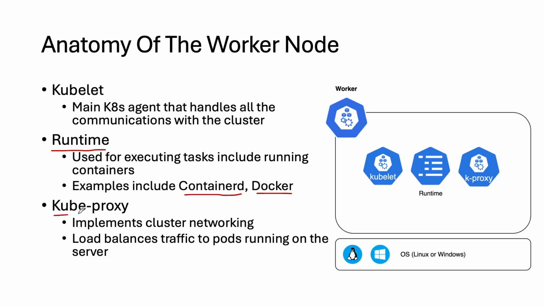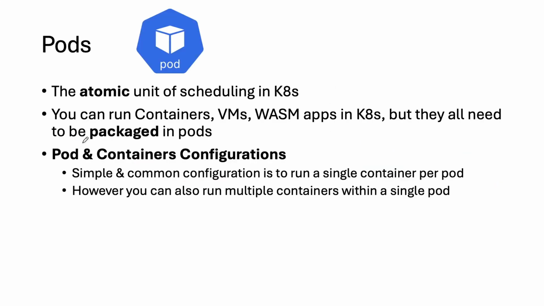Then there's another component called kube-proxy. This implements the cluster networking, and it also handles the load balancing of traffic to the pods that are running on the node. We're going to cover pods in detail as part of this discussion. Pod is a very important concept of Kubernetes. It is the building block, the atomic unit of scheduling in Kubernetes. You can run containers, virtual machines, and WebAssembly apps in Kubernetes, but they all need to be packaged in pods.